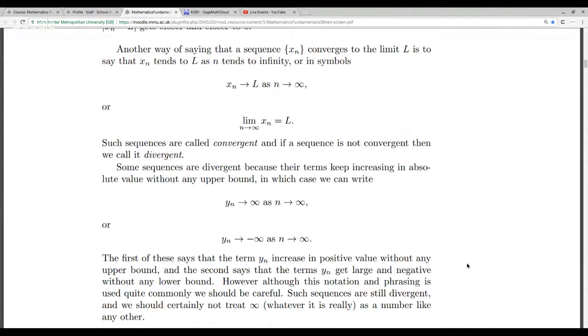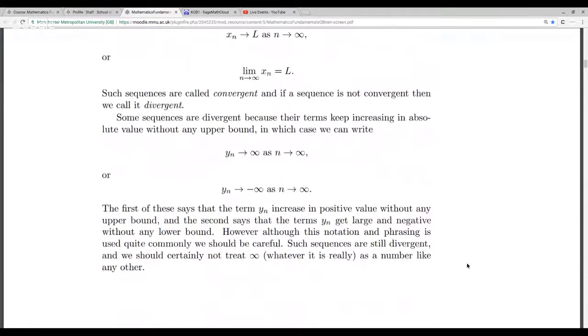We also maybe abuse the notation a little bit by writing things like this, that yn tends to infinity as n tends to infinity. What's being meant there is that the sequence of values yn will be increasing without any upper bound. They're getting larger and larger with no upper limit. Then we could say that they're tending to infinity. Or maybe tending to minus infinity, if the sequence elements are getting smaller and smaller, decreasing all the time with no lower bound, we could write it like that as well.